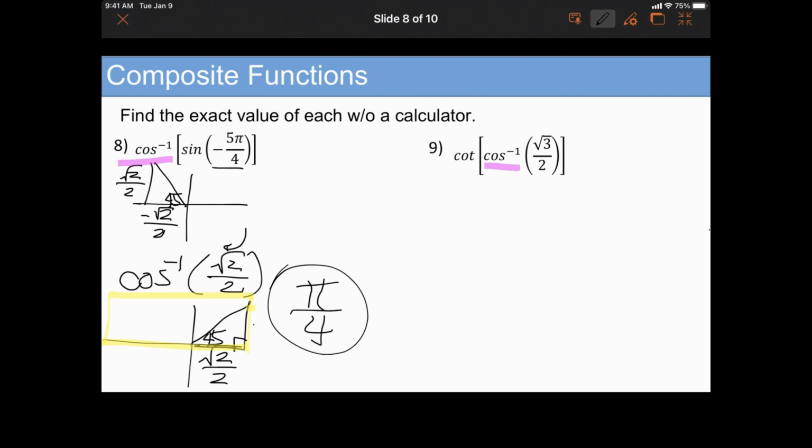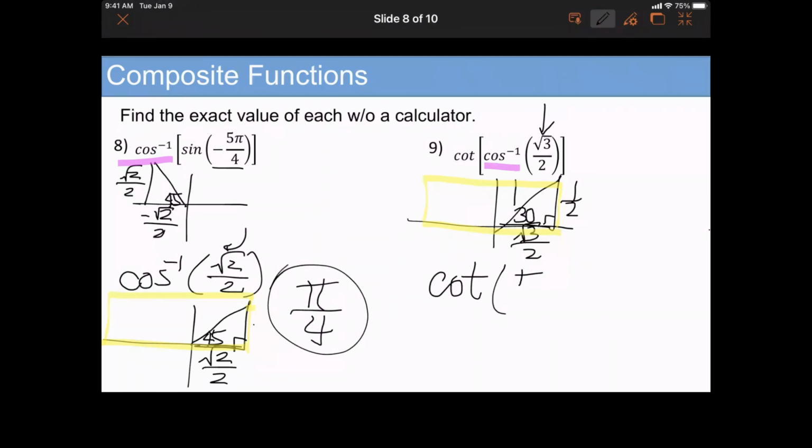All right, so number 9, the inverse is on the inside. So I'm going to start with a number. So I'm going to end with a number. Okay, so the inverse of cosine, and it's positive, I just looked at that in number 8. It's over here. Adjacent over hypotenuse. Right? So what angle is that? Well, that's a half. So this is going to be 30, or pi over 6. So cotangent of 30 or pi over 6. Oh, so we're in the same triangle. I don't have to move it.